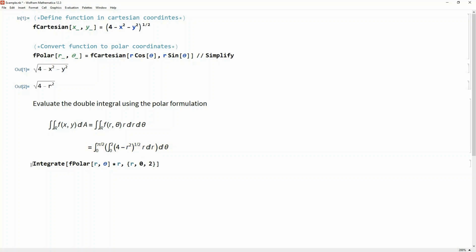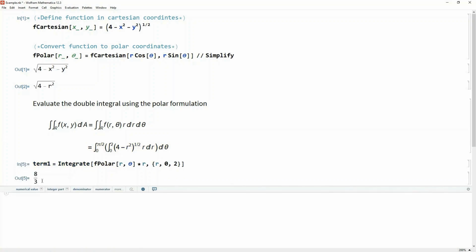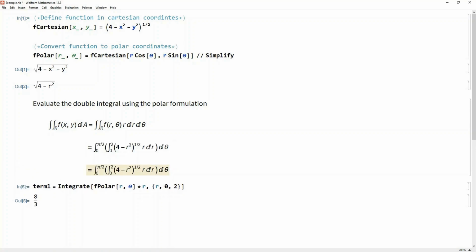As you see here, term 1 is this. So you integrate this and we just end up with, it looks like in this case, just a constant of 8/3, okay? So then this entire inner integral becomes just 8/3. And now you see this is actually really simple.